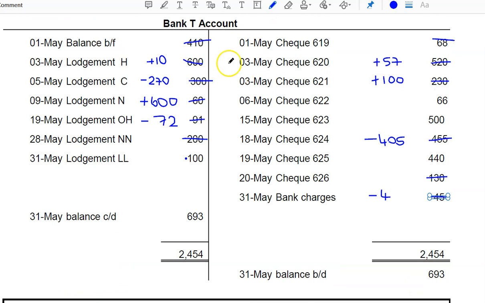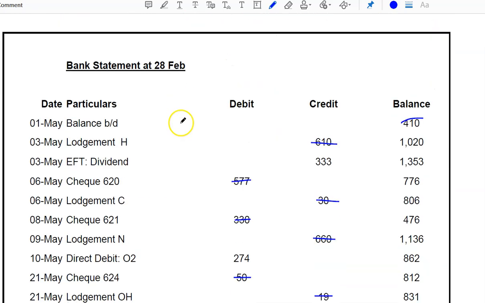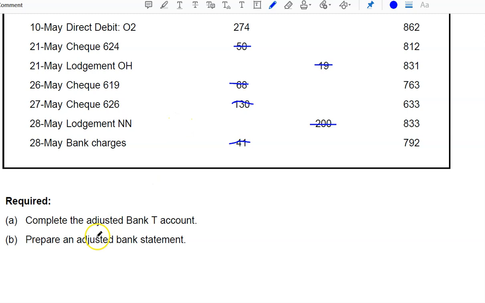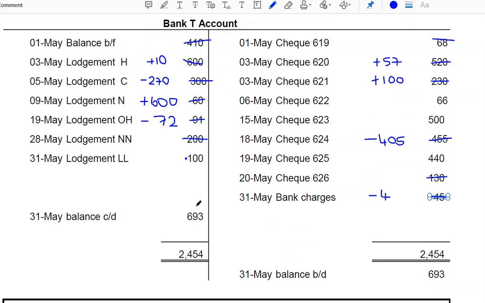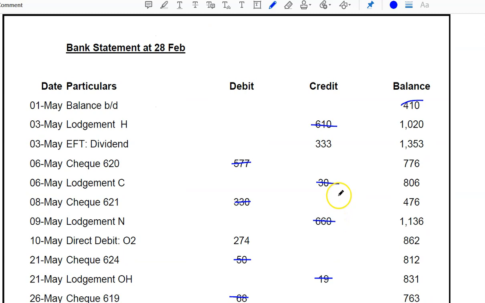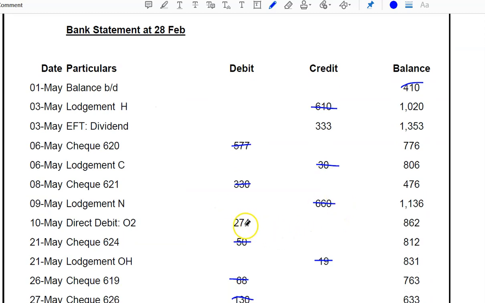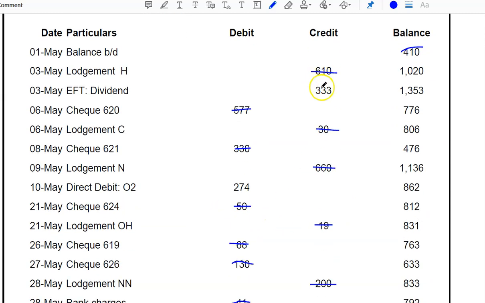The next thing then is to correct the bank T account. So the question will ask you to adjust the bank T account and adjust the bank statement. And the adjusted T account is where you start with the closing balance of 693 on the credit side, and you just correct it for the errors. So we've 1, 2, 3, 4, 5, 6, 7, 8 errors, and then you add in anything not recorded, which will be the two things down here not recorded, the 274 and the 333 have to go into the adjusted bank T account.